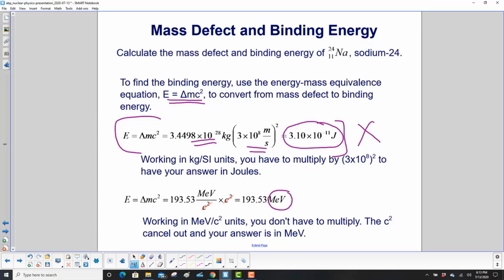So here's why we had that weird conversion of MeV per c squared. Energy is the mass defect times c squared. If we express energy in terms of MeV per c squared, look what happens when we multiply it by c squared. C squared just goes out. So our answer here is going to be 193.53 MeV. We don't have to multiply. And this is what nuclear physicists deal with, MeV.